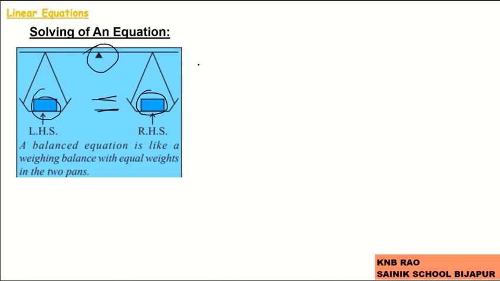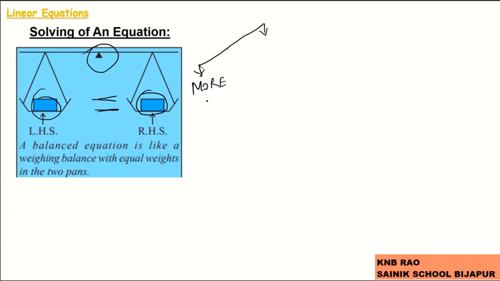Otherwise the balance would have been like this, if there is more weight in this pane than in this pane. You have experienced a physical balance outside while purchasing vegetables. Particularly we see such physical balance used, though nowadays in most of the shops digital balances have come. Still some vegetable vendors do use this physical balance.